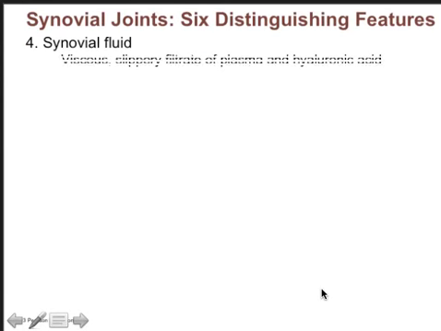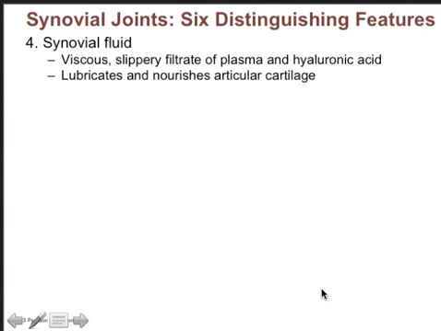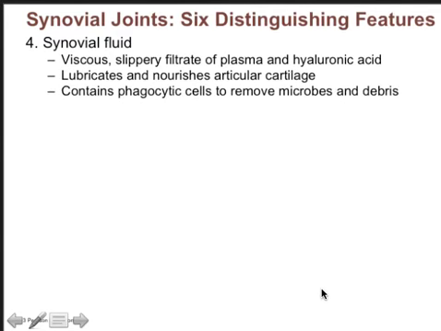The synovial fluid is a viscous, slippery filtrate of plasma and hyaluronic acid that lubricates and nourishes the articular cartilage and contains phagocytes to remove microbes and debris. This is one of the reasons why a certain degree of physical activity is important to keep the cartilage healthy as long as possible. As long as the chondrocytes are alive, the cartilage won't diminish at nearly as high a rate. And if you're active, the synovial fluid, which contains oxygen and nutrients for the cartilage cells, will diffuse through the extracellular matrix and nourish the chondrocytes and keep them alive. And this happens as a result of activity.